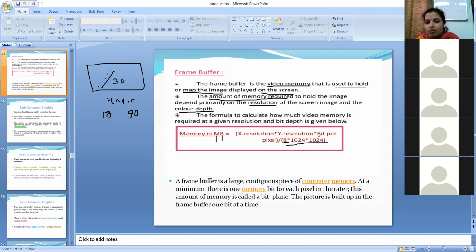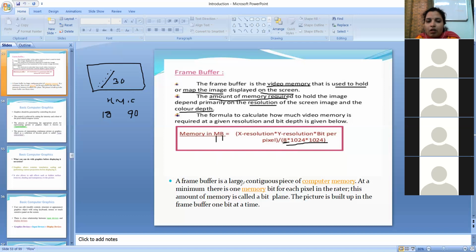So it is the total 10 raised to 6 bits and 8 bits per byte, and that's why 8 is also used over here. And the formula is X resolution into Y resolution into bits per pixel, divided by 8 into 1024 by 1024. It is nothing but the memory in MB required to store any image. So that is how the frame buffer is useful to store the data, and the amount of memory required has this formula.